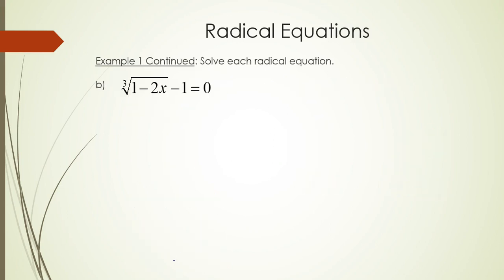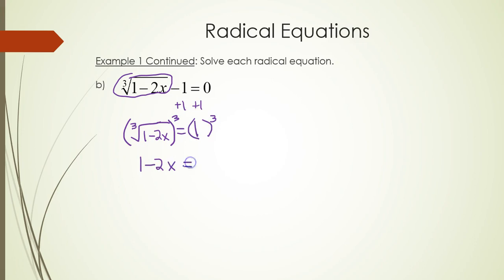All right, let's do a cube root. First thing you have to do is isolate the radical. Add 1 to both sides. Cube root of 1 minus 2x equals 1. You have a cube root by itself. In order to release the 1 minus 2x that's underneath, we have to get rid of that cube root. The only way to counter a cube root is to cube it. So you cube both sides of the equation, leaving you with 1 minus 2x equals 1.